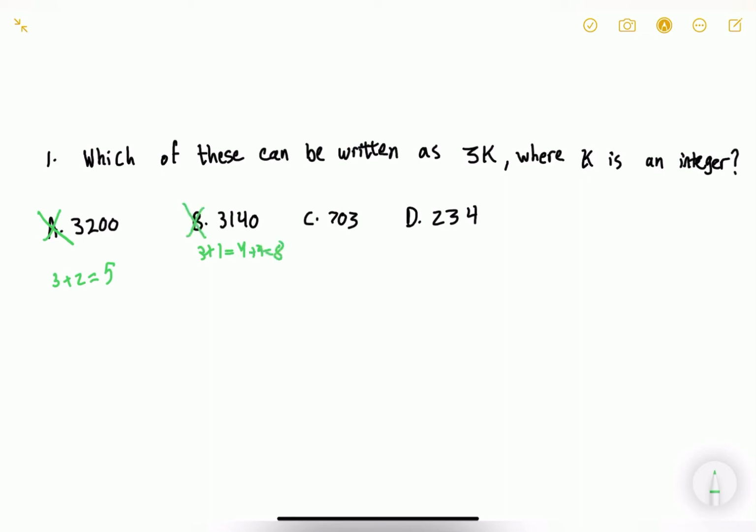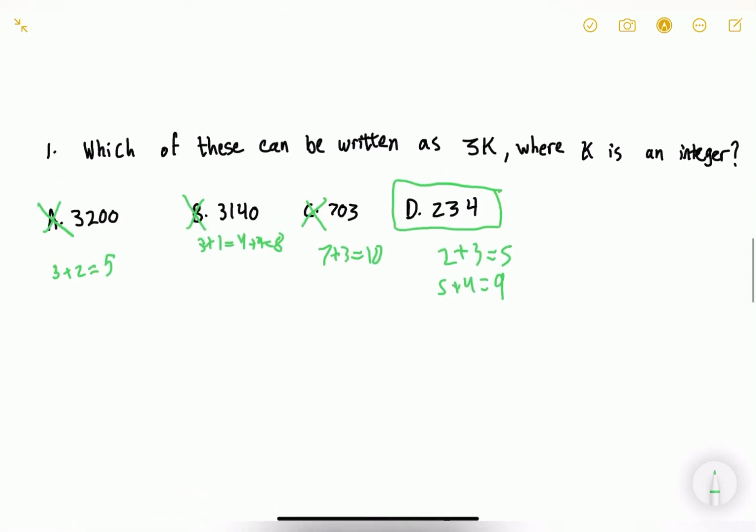No. 7 plus 3 is 10. Is 10 divisible by 3? No. 2 plus 3 is 5. 5 plus 4 is 9. Is 9 divisible by 3? Yes. It means that 234 can be written as 3k, where k is an integer.